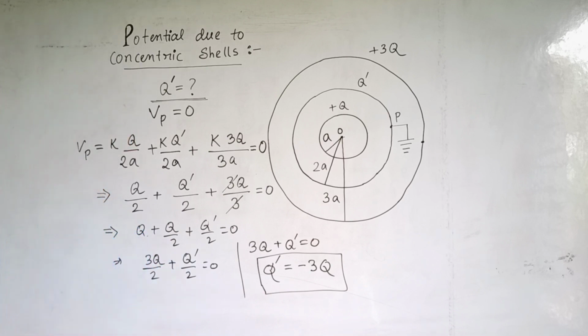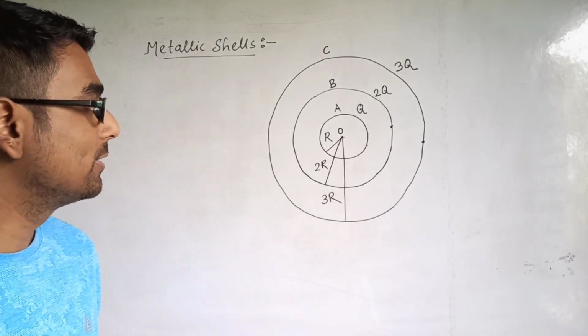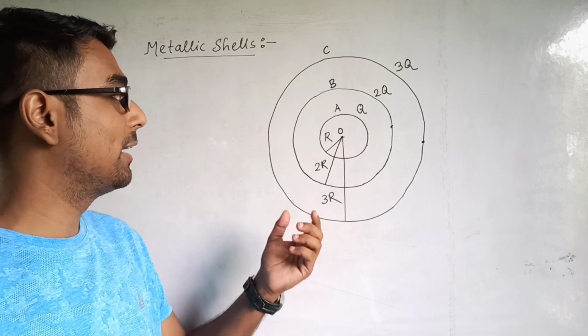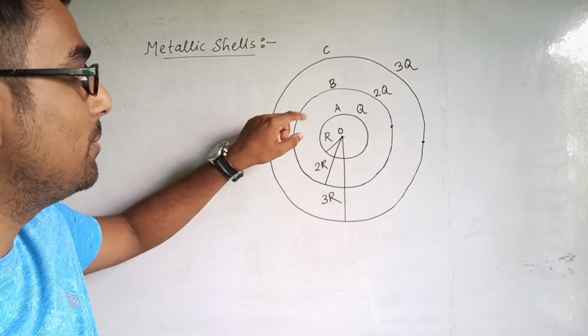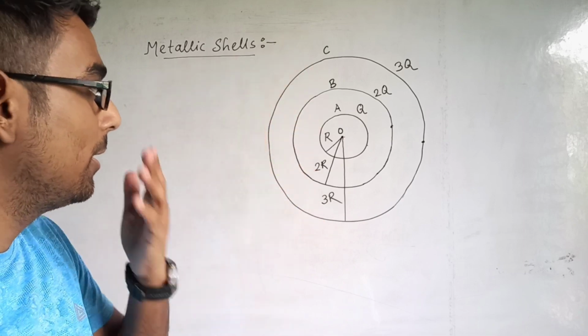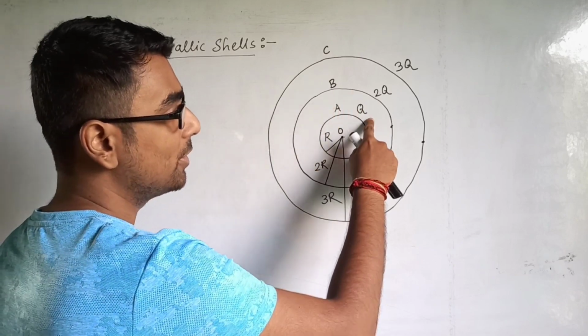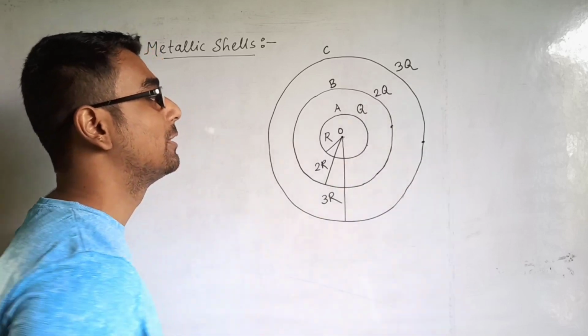So now we will move on to the next problem. Now the question is given like this. There are three concentric circles of radius r, twice r and thrice r, and these circles or these shells have been named as A, B and C. Initially the charges on the surface of the shell A is Q, on B is twice Q, and on C is thrice Q.